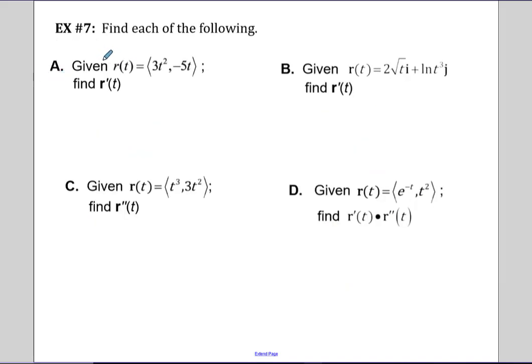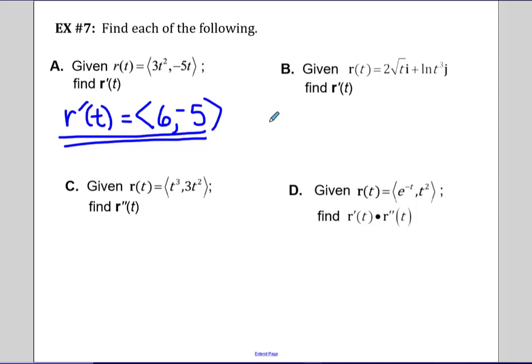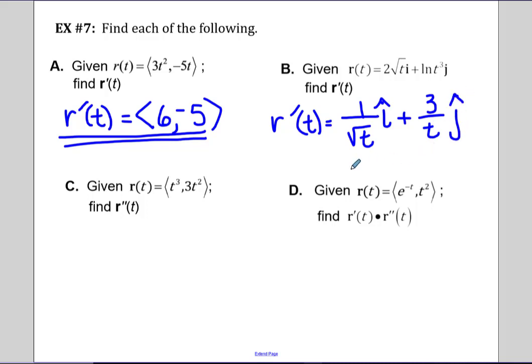For example 7, we're given r of t is this vector, and we want to find the derivative. So taking the derivative of each piece, the first x value derivative is 6, and the y value is -5. So we have this vector 6, -5. In part B, r prime of t is going to be 1 over the square root of t in the i direction, and this is going to be 3 over t in the j direction.